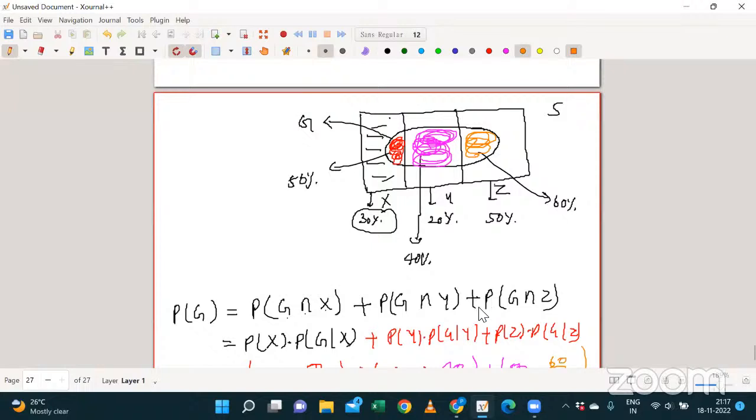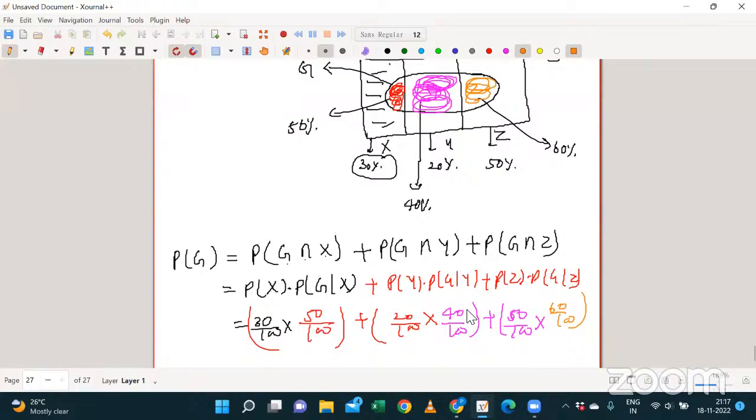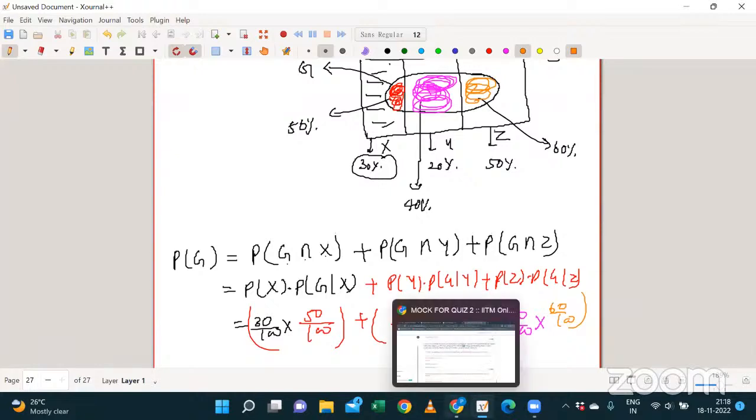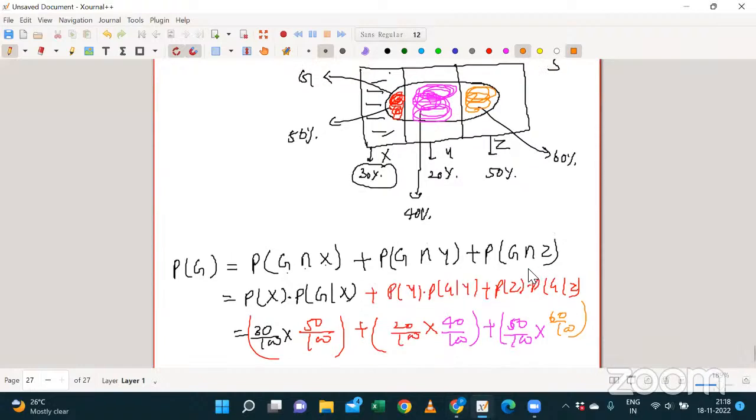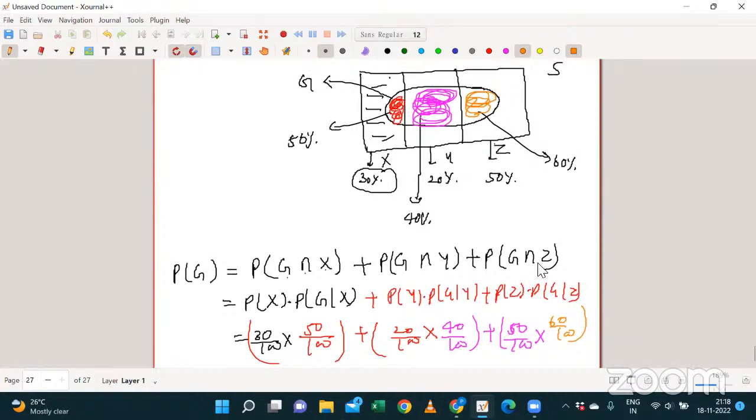Sir, I have a question. I did it with a contingency table. Okay, we can do that, right? You got the correct answer? Yes, sir, correct. But sir, how do we identify that this is a conditional probability? It is the law of total probability.